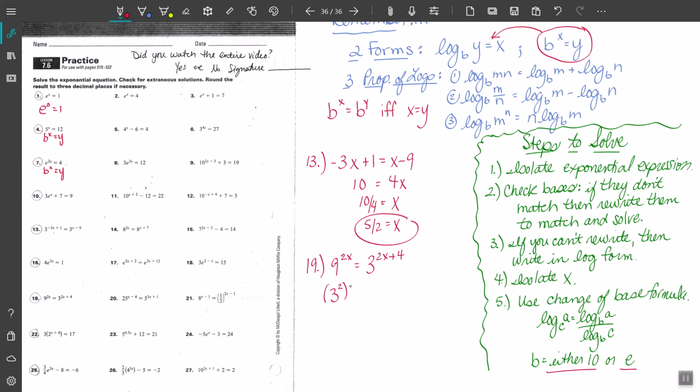We can't forget about the 2x. So instead of calling it 9 raised to the 2x power, we're going to call it 3 squared raised to the 2x power. The benefit is that now our bases match, and we can do just like what we did in number 13 and use this property that says b to the x equals b to the y if and only if x equals y. That allows us to set those two exponents equal to each other and solve for x with a very simple algebraic equation.